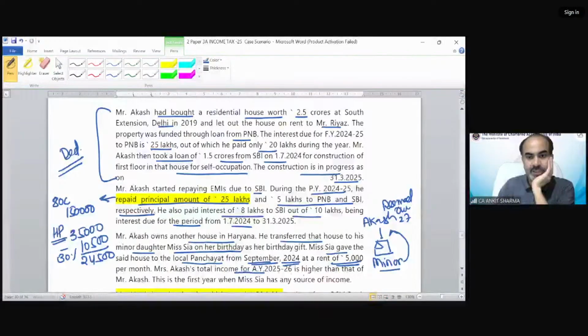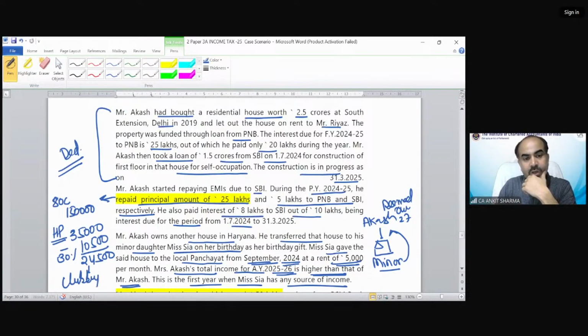Mrs. Akash's total income for assessment year 25-26 is higher than that of Mr. Akash. This is the first time Miss Sia has any source of income. So in this case, the clubbing provision would not be applicable. Because the question says Mrs. Akash's income is higher than Mr. Akash's, you might be thinking this amount is going to be clubbed in the hands of Mrs. Akash. No, because that is a case of deemed owner. In case of deemed owner, the clubbing provision is not applicable. So this income would remain the income of Mr. Akash only. It is not going to be clubbed in the hands of anyone.